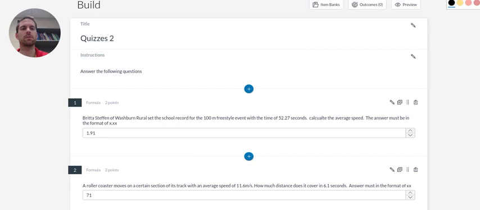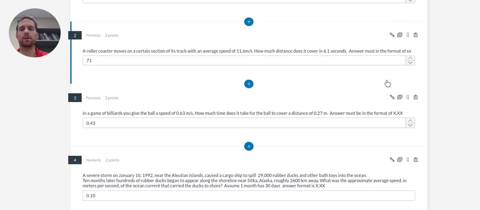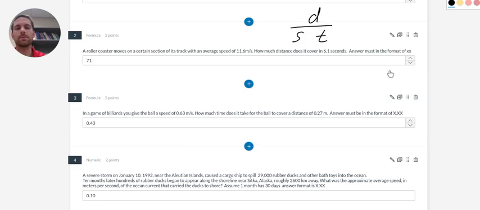Our next problem is about a roller coaster. It's moving over a section of the track with an average speed of 11.6 meters per second, and we want the distance it covers in 6.1 seconds. If we want to find that, we have to know that distance can be found with the triangle, or instead of that, we could also just plug in the values.